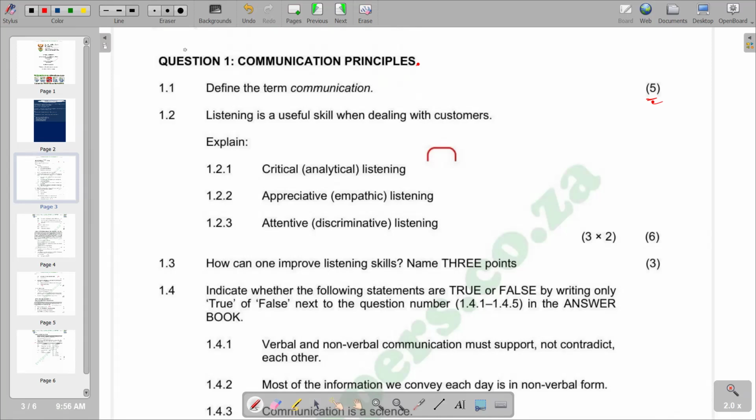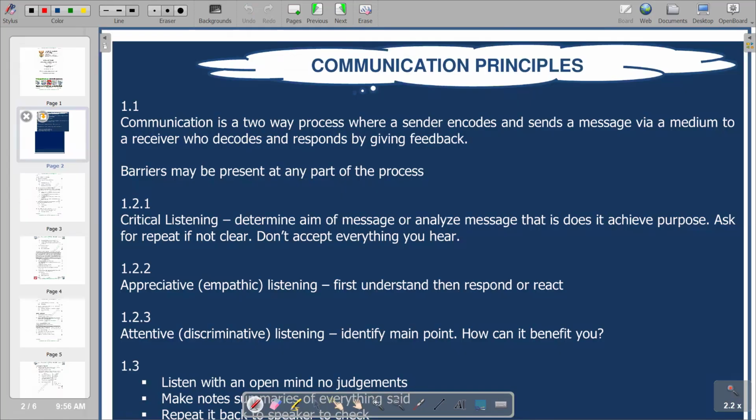So we have a brief description according to this video, which reads: communication is a two-way process where a sender encodes and sends a message via a medium to a receiver who decodes and responds by giving feedback. So basically, this is the explanation that we have in terms of communication.